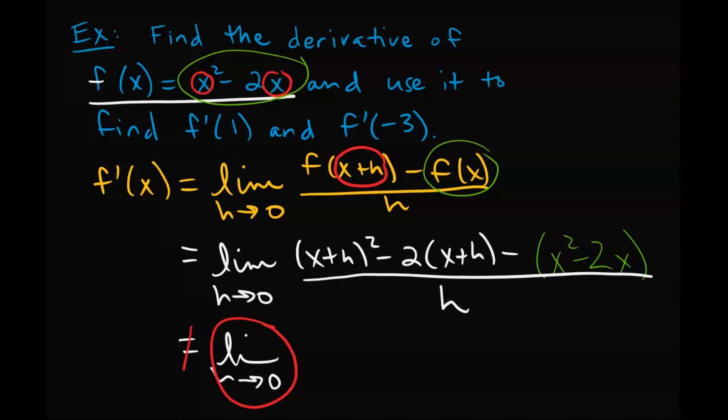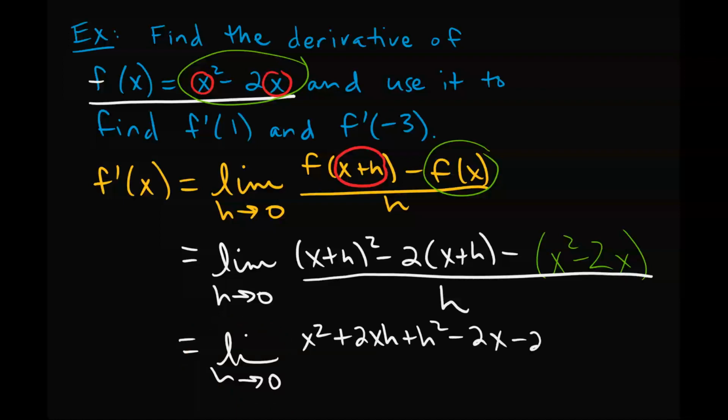Otherwise, you won't have a true statement with your equal sign. Right? So let's write out our numerator. We get x squared plus 2 times x times h plus h squared minus 2x minus 2h minus x squared plus 2x all over h. And lots of terms are going to cancel here, right?